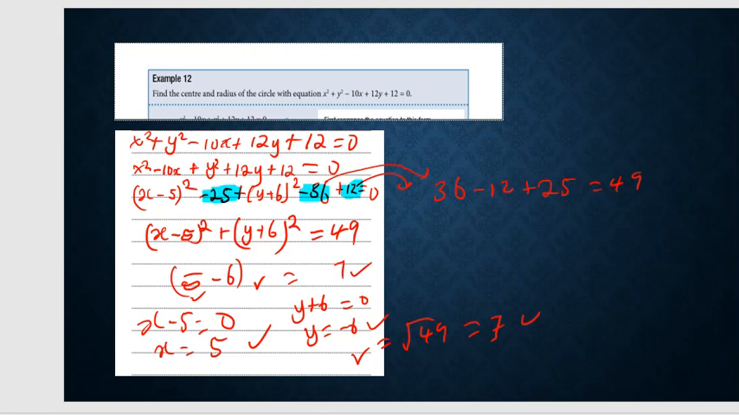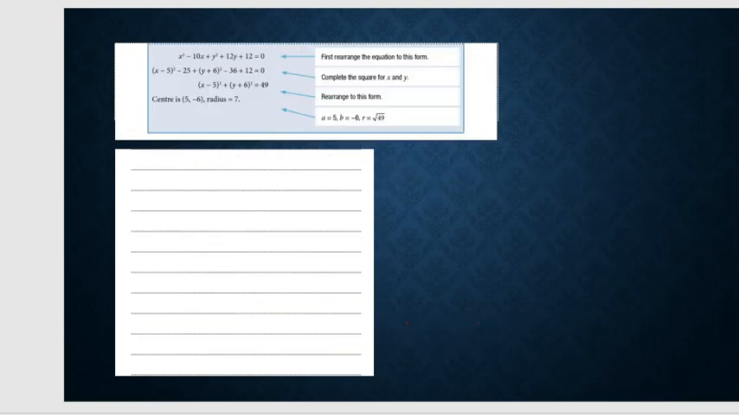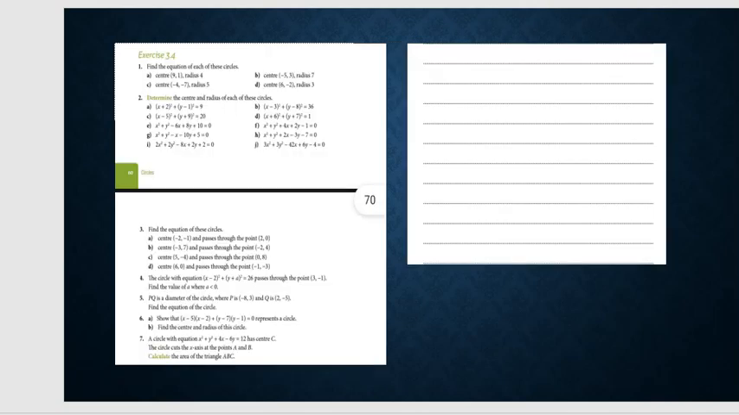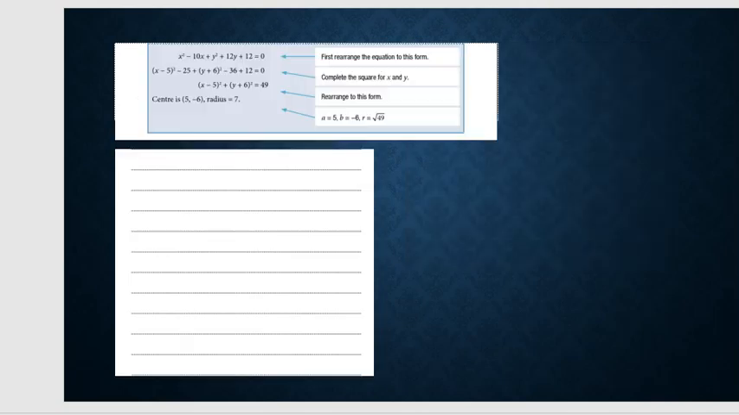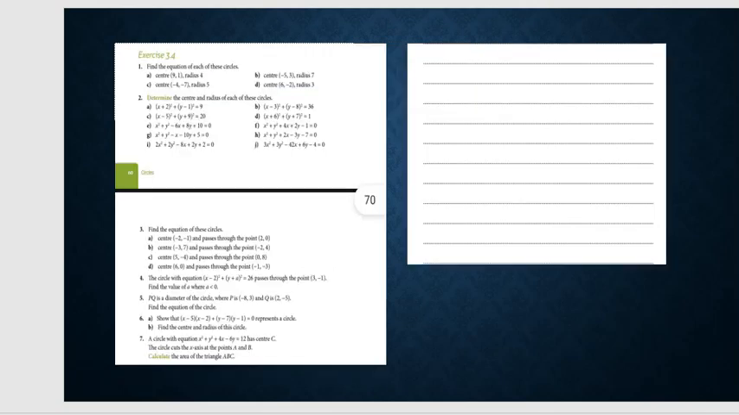Let's look at the next problem. Here you have exercises. I've included the solutions, a clearer sample of question number 12 that we just solved. You can look at it and see that the value for a is 5, value for b is negative 6, and r is simply root 49, which gives you 7. So try to attempt these exercises as we proceed to the next subtopic.